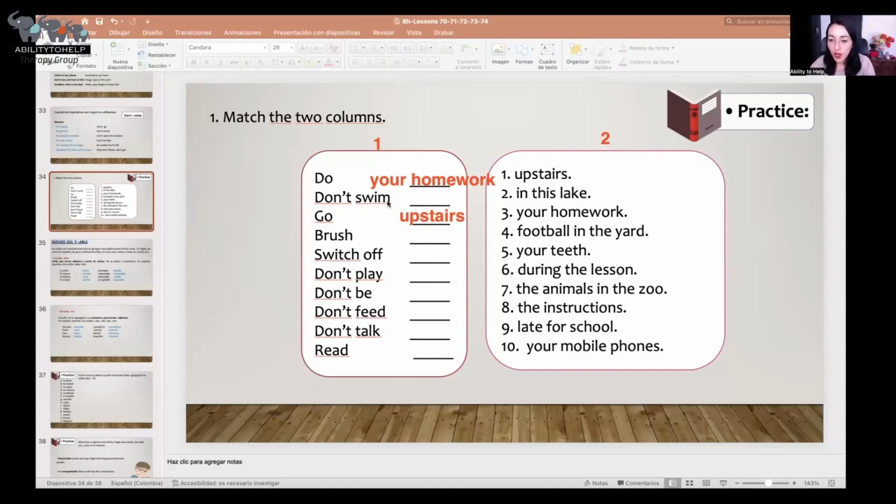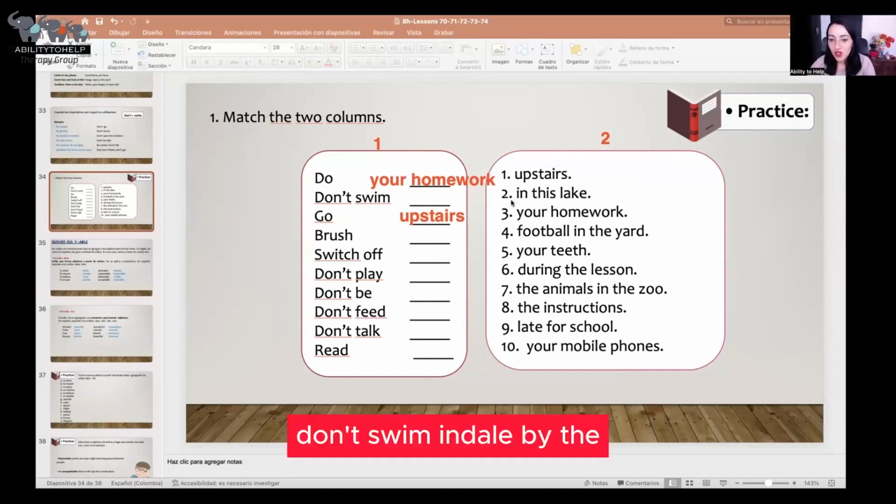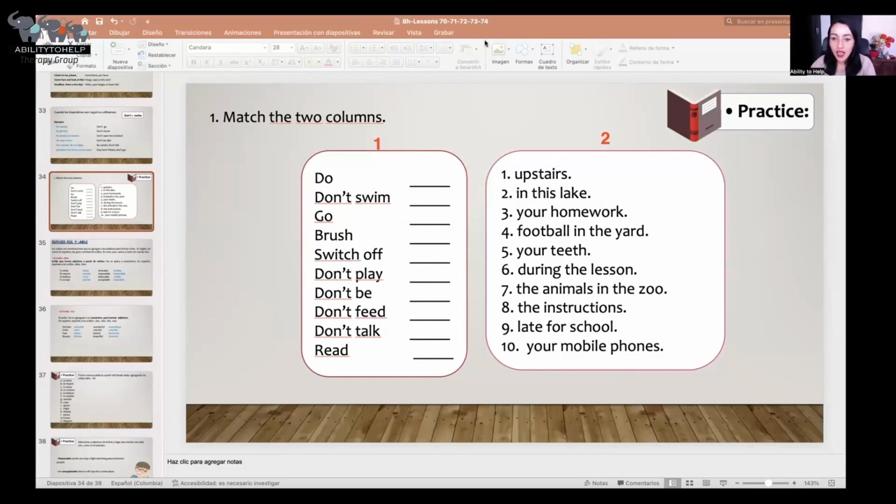Don't swim in the lake. Don't swim in the lake. But the idea is just to write a number on it. So go upstairs is number 1. Here, do your homework is 3. Don't swim in this lake. Brush your hair, your teeth. Look at this, it's option 5.